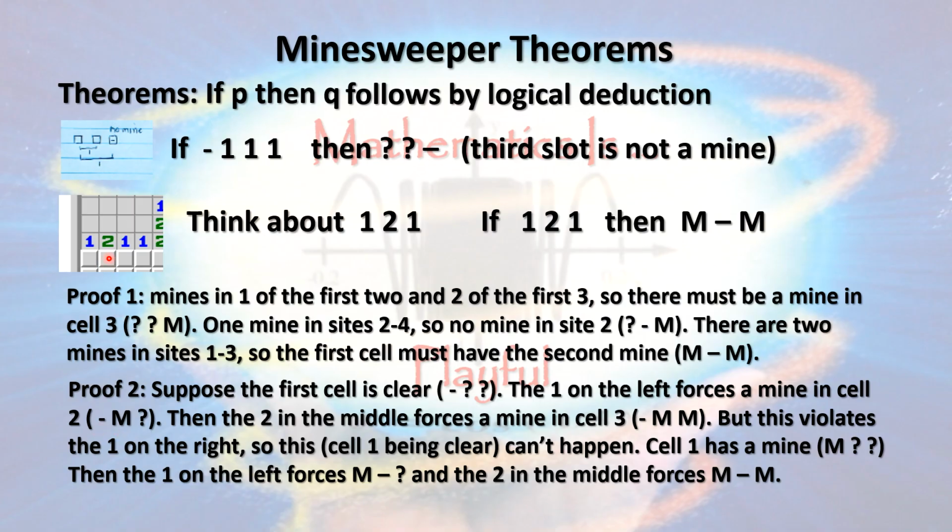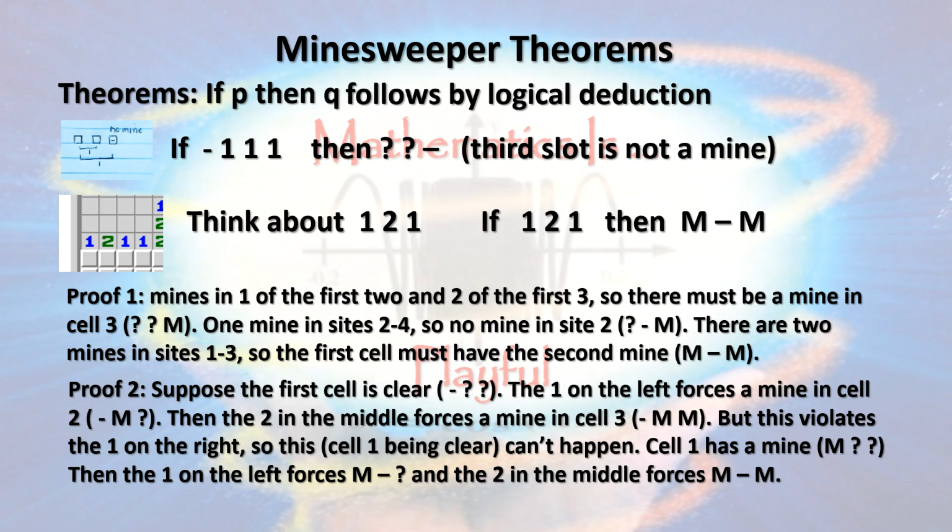Then the 2 above the mine tells us that there are 2 mines in the first 3 sites. We only have 1, we need 1 more, so it must be blank, mine, mine. But this can't be right because there's a 1 above that second mine, so there's only 1 mine adjacent to that third site. Since our guess of no mine in site 1 leads to a falsehood, it can't be true. This means that the first site does have a mine, and if you follow through the number of mines, you've got mine, blank, mine.